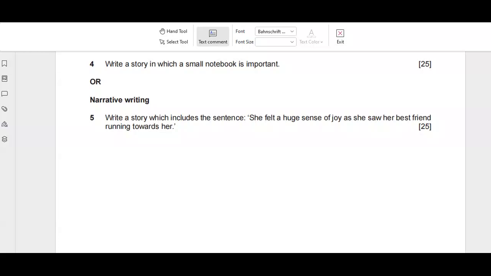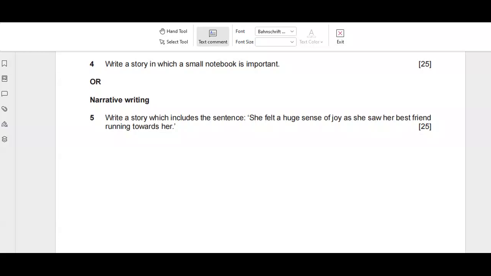The last option, which is option number 5: write a story which includes the sentence, she felt a huge sense of joy as she saw her best friend running towards her. These sorts of questions are usually given from the narrative point of view as well, but the technicality is to fit the line that has been given. Most of the time, candidates make this mistake of starting the story with the same exact line. No, it is technically not like that. You need to be very vigilant with the line. Make sure to read the sentence and understand where it can fit best.